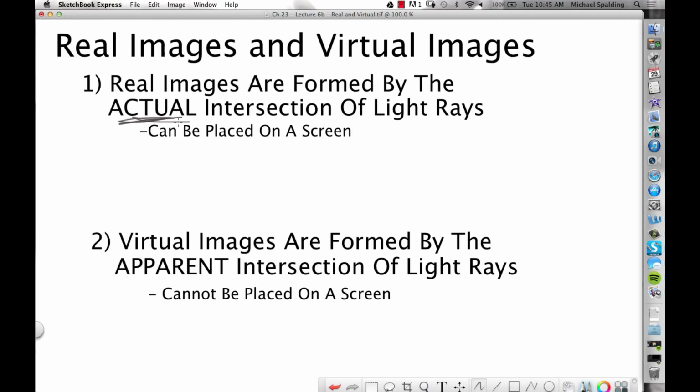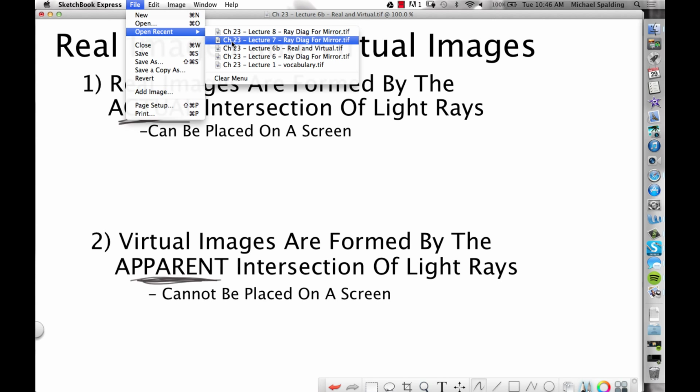Now, virtual images, and this will make sense when I show you one when we do the ray diagram, and then I'm going to get the demo mirrors from Greenberg, and I'll show you this for real. Oh, get it? For real? Virtual? Anyway. Virtual images are formed by the apparent intersection of light rays. But the light rays don't actually cross. They just appear to cross. So keep that in mind, apparent, and you'll see it when we get to it. Now, can virtual images be placed on a screen? No. So let's do it. Okay.